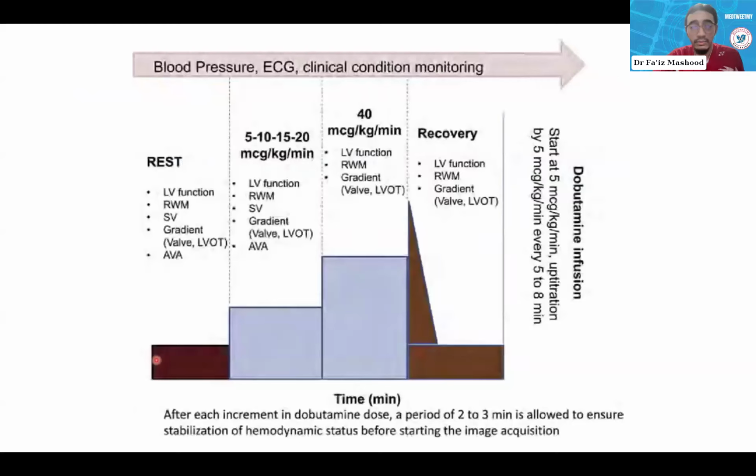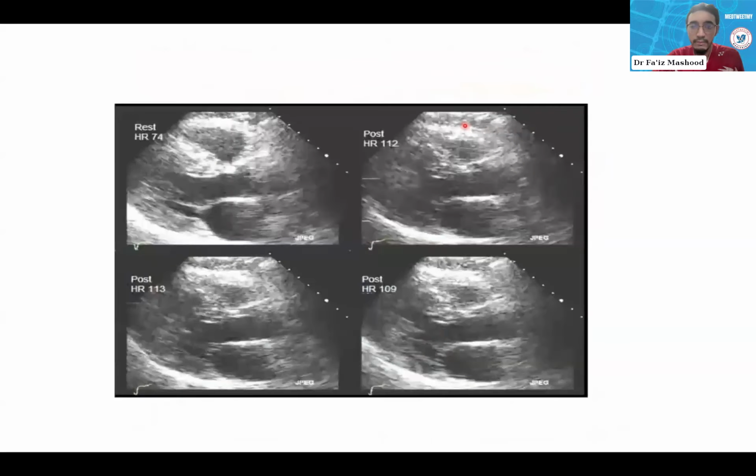So this is the dobutamine protocol for DSE. At rest, we take an echo image, and then we start the IV dobutamine infusion at 5 mcg per kg per minute. Then we increase to 10, 15, 20, and a maximum of 40 until we achieve the target heart rate. At each phase, we assess the echo as well. And we do another echo at recovery. Okay. And if the heart rate is not achieved, we can use IV atropine as well during the SE.